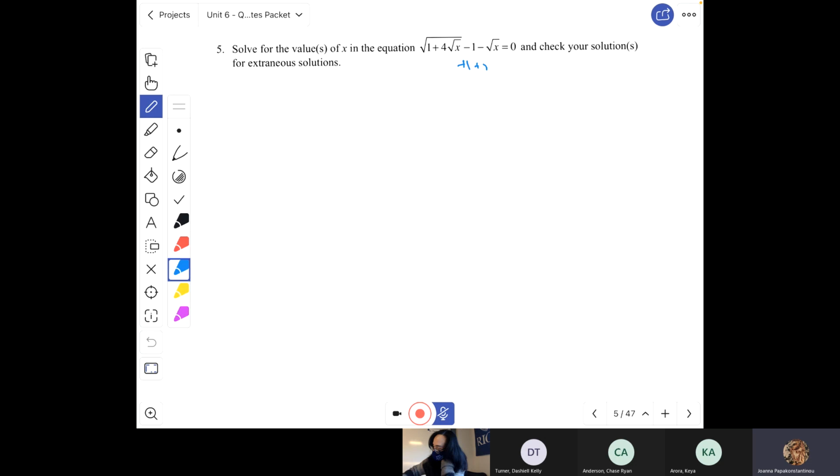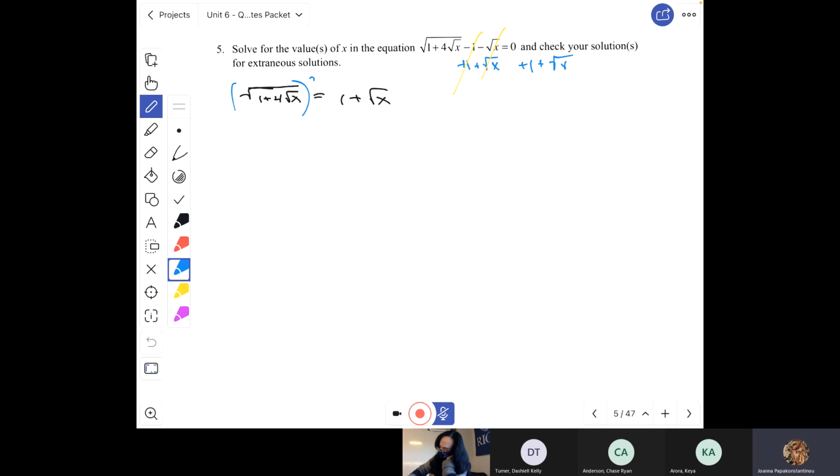The square root of x. Yes, I'm trying my best to get one radical, even if it has a radical inside, on either side. Okay, so I have the square root of 1 plus 4 times the square root of x, that's fine, equals 1 plus the square root of x. All right, now what?